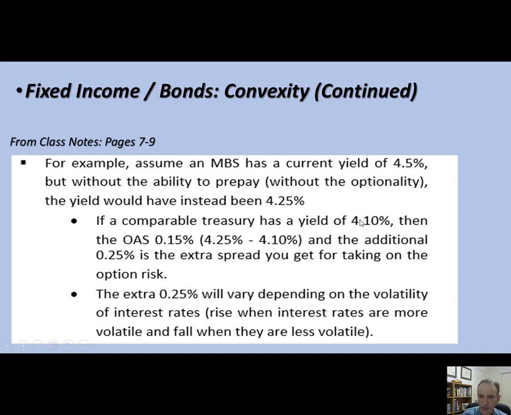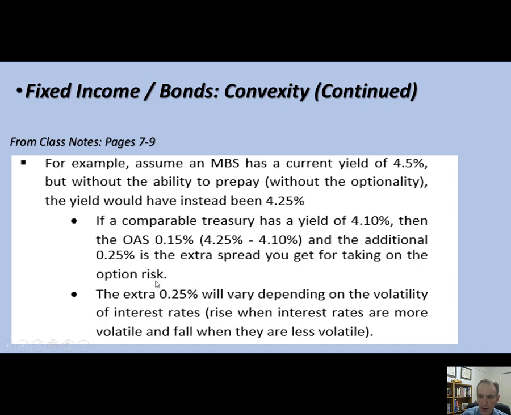All right, see if you can figure this out. So the option adjusted spread is 15 basis points. It's what the bond would yield if the option wasn't there minus the risk-free rate. And you get an extra 25 basis points for that optionality.